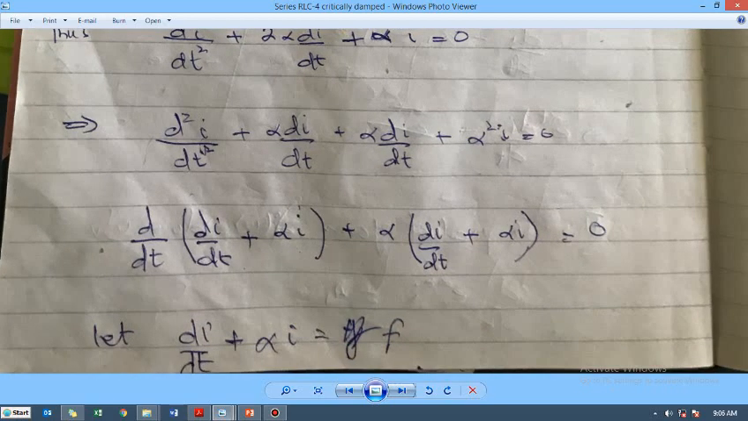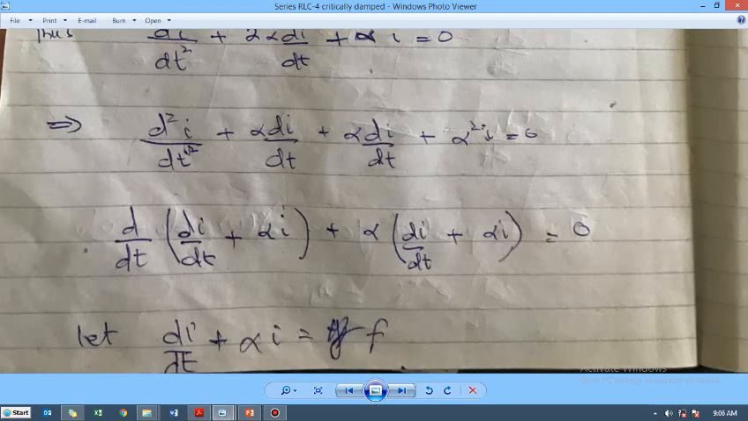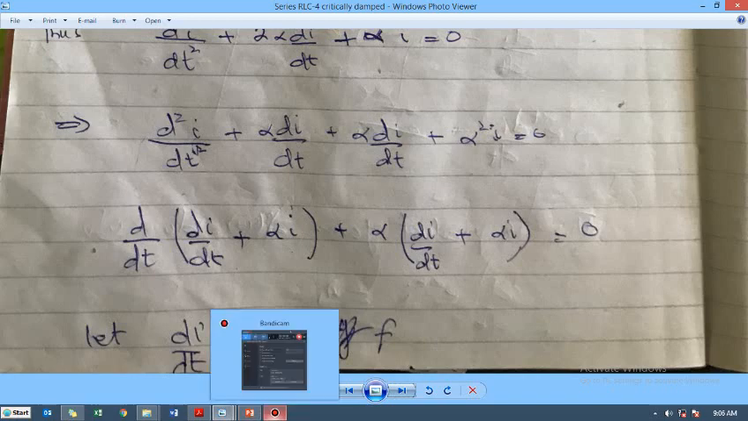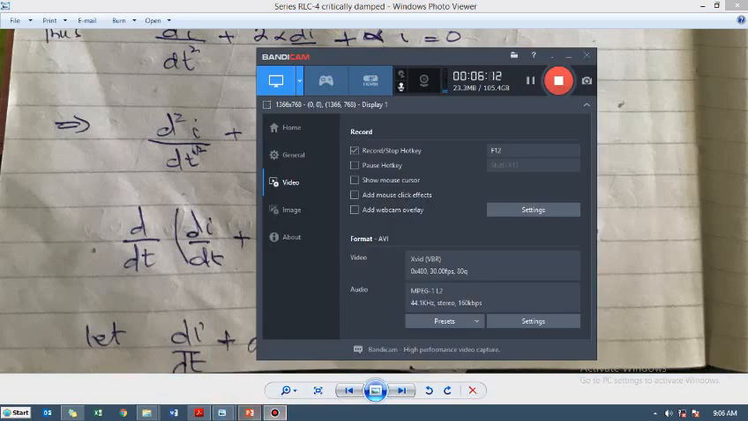So it will make this equation equal to d of I upon dt, di by dt plus alpha I, and this is plus alpha I. One thing I have just missed out is that this thing will become equal to f. Hold a sec. I will show you from the book, but for that I will have to pause.